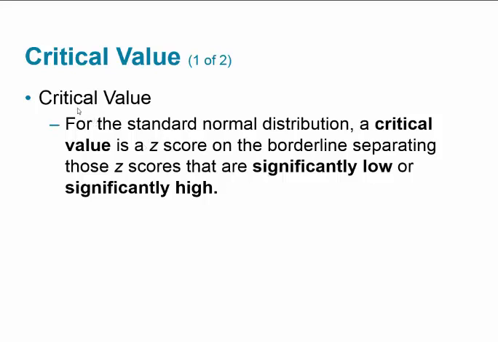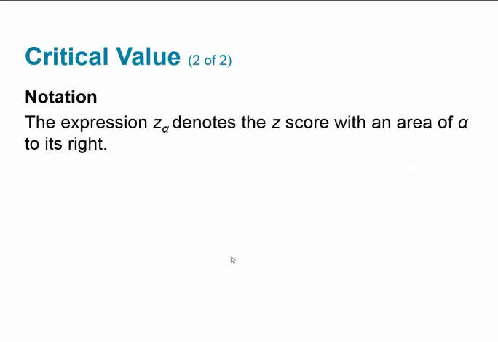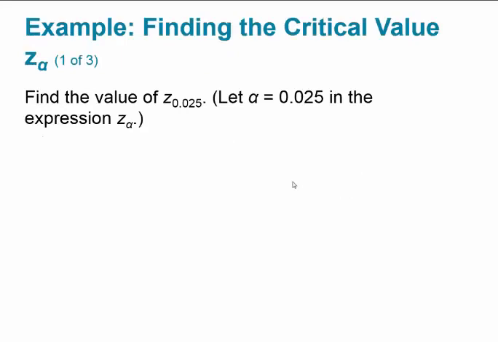Now, critical value, this is going to be important because we're going to be using critical values when we get into hypothesis testing. For a standard normal distribution, a critical value is a z-score on the borderline separating those z-scores that are significantly low from those that are significantly high. As for notation, the expression z alpha denotes a z-score with an area of alpha to its right.